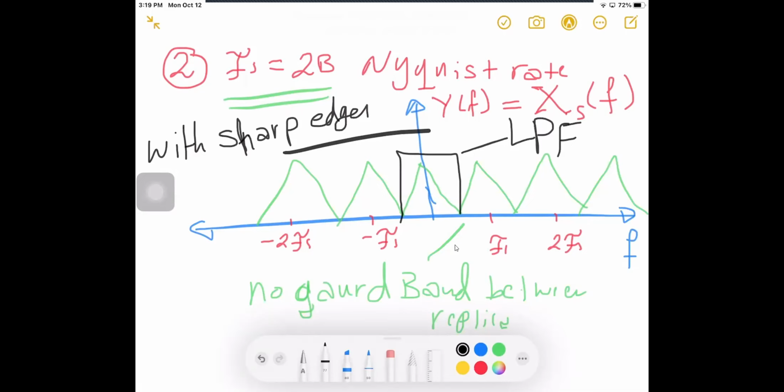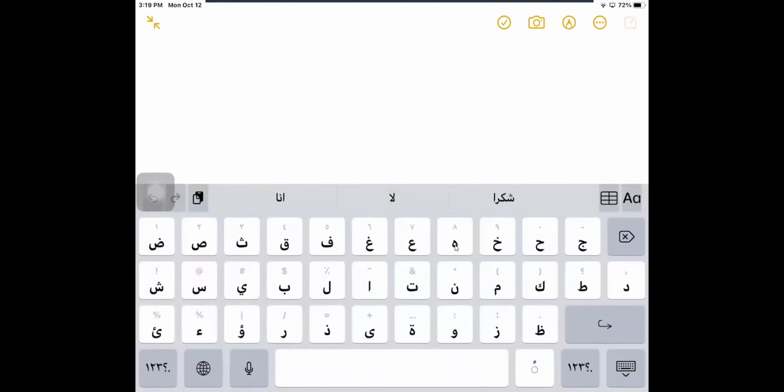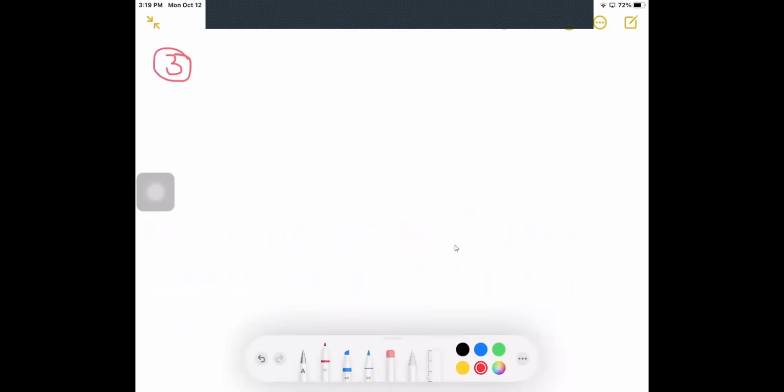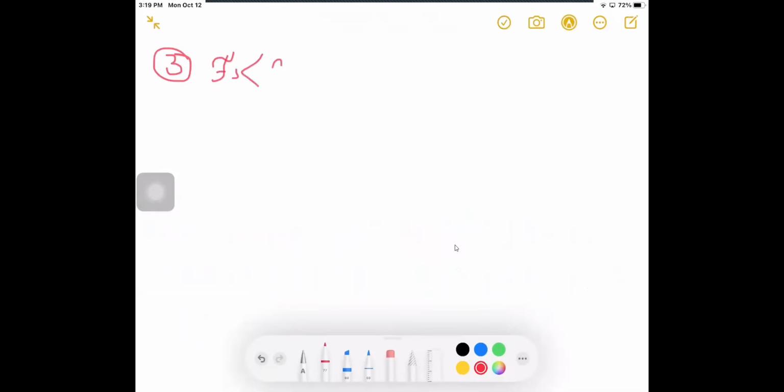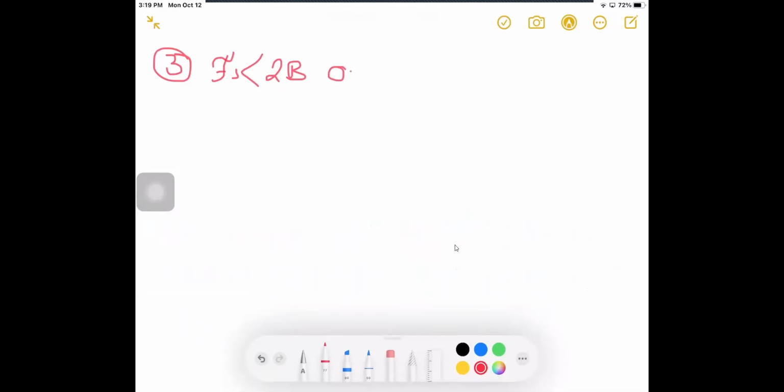Well, now let's go to the third case. In the third case, we have the following. Case number 3. Okay, in case number 3, fs is less than 2b. When fs is less than 2b, overlapping will occur in the spectrum.